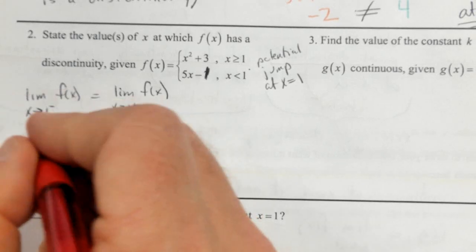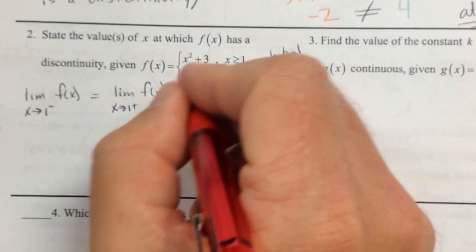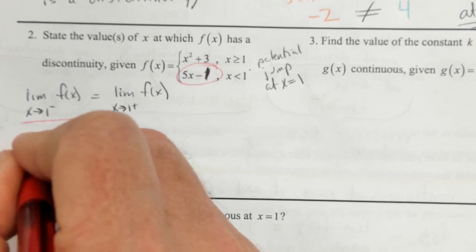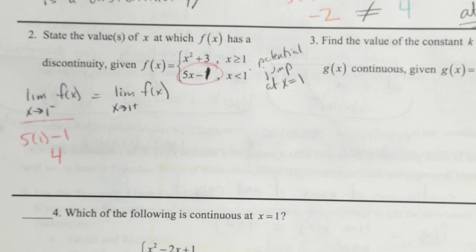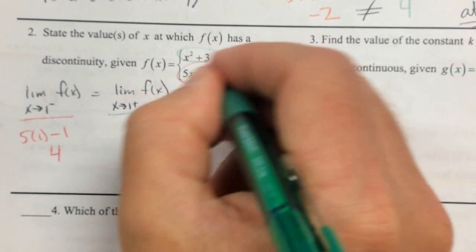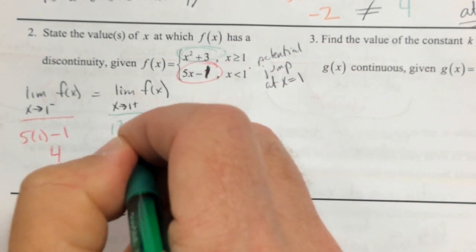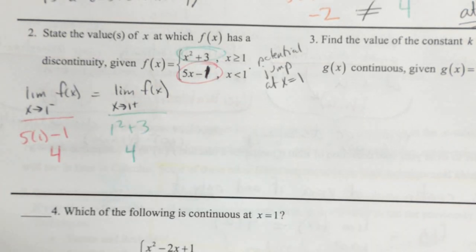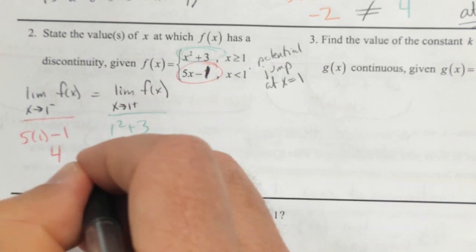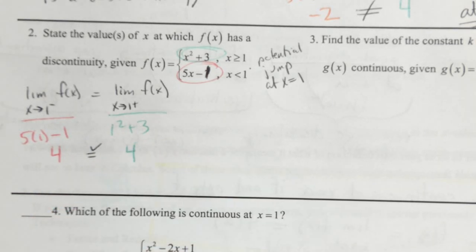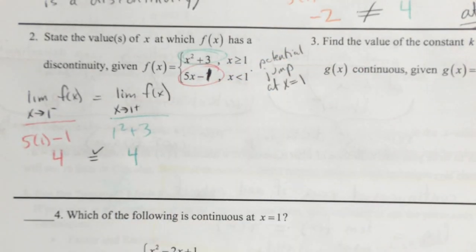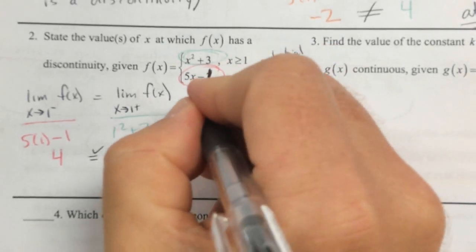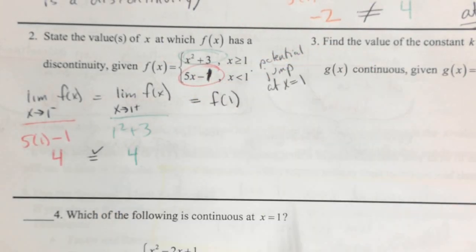Let's see, the left limit, that would be the smaller one. That would be 5 times 1 minus 1. That would be 4. The right limit would be the one that's bigger than 1. So that would be 1 squared plus 3. That would be 4. So that checks out. Although I haven't proven continuity yet, because continuity I need all 3 statements. So yes, the left limit equals the right limit, but the last thing I need to check is the function at 1.